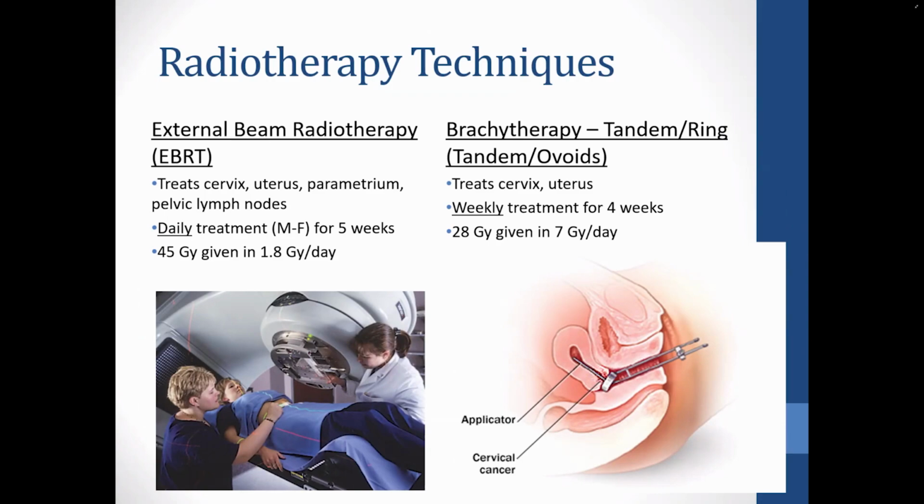This type of treatment is often given weekly for 4 weeks. So we give 7 gray per treatment. So they're given a total of 28 gray in addition to the 45 gray. In cervix cancer, we almost never give brachytherapy alone. It is usually accompanied with external beam radiotherapy. So patients typically get both external beam and brachytherapy.